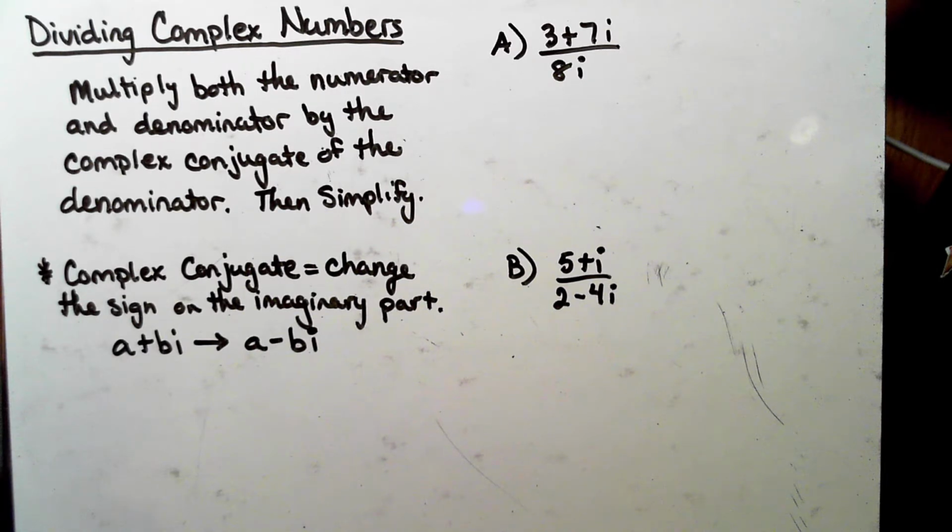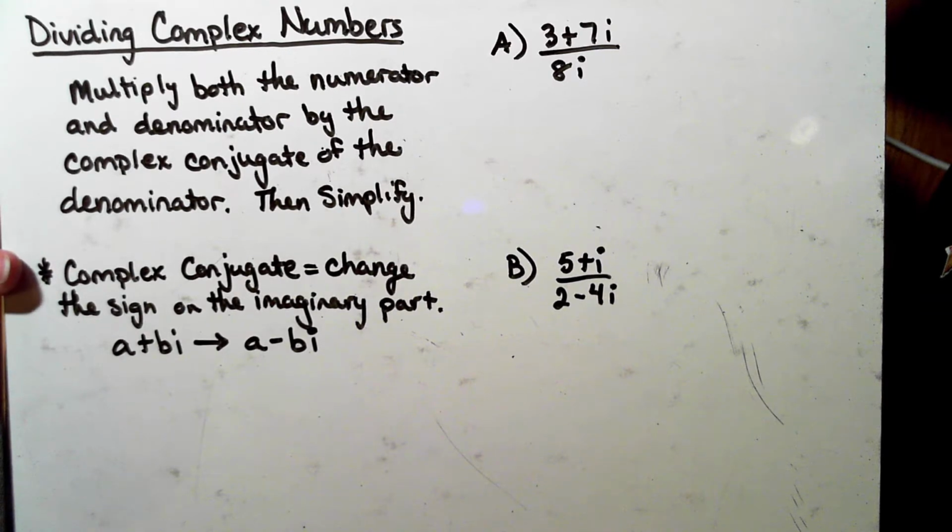The basic process is called rationalizing, but essentially we're just going to multiply both the numerator and denominator by the complex conjugate of the denominator. Now I know that sounds a little scary at first, but let me show you the process and I think you'll find that it's not as bad as it sounds.